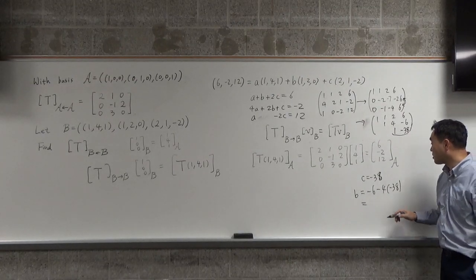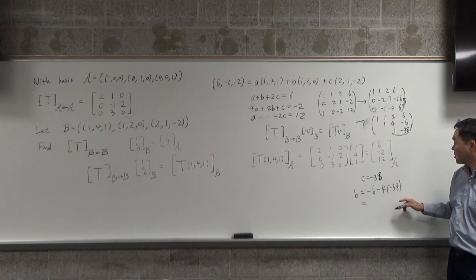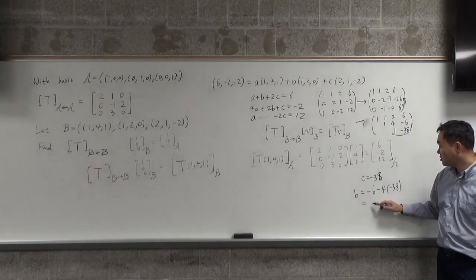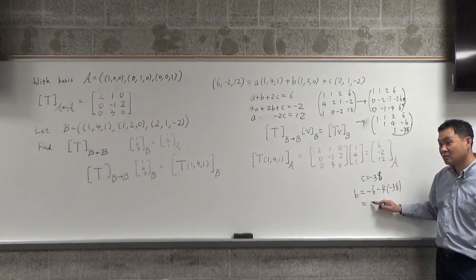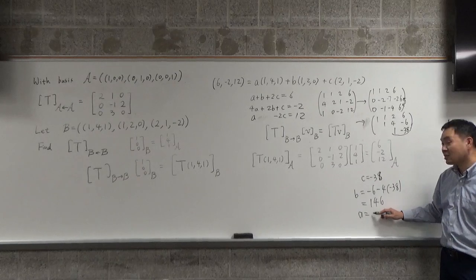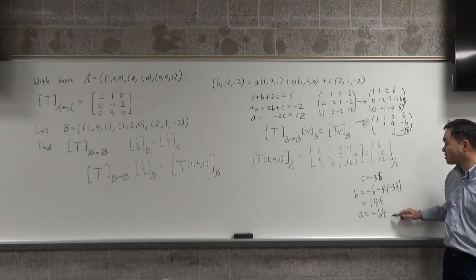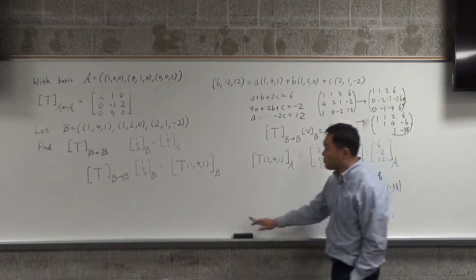Oh, I really need a calculator for this. A is negative 64. B is 146. C is negative 38. Okay, A is negative 64. Okay, good. So here's what we figured out.